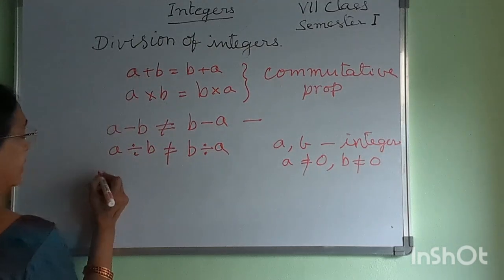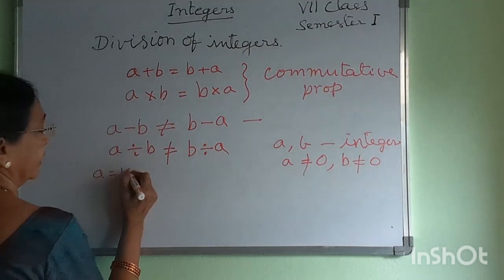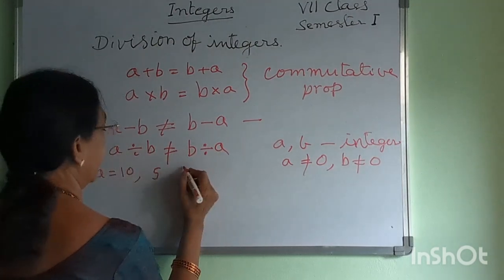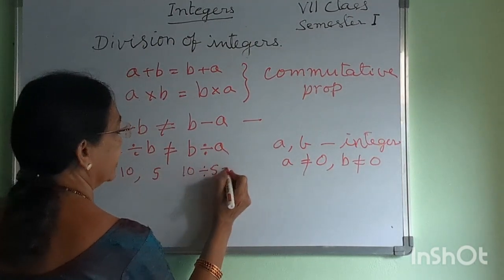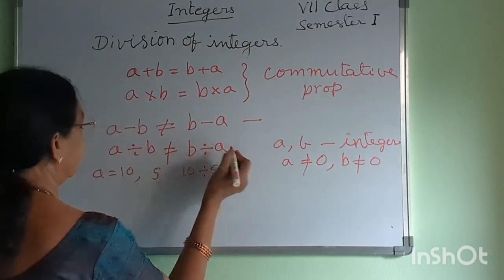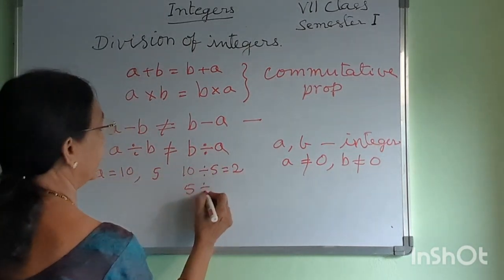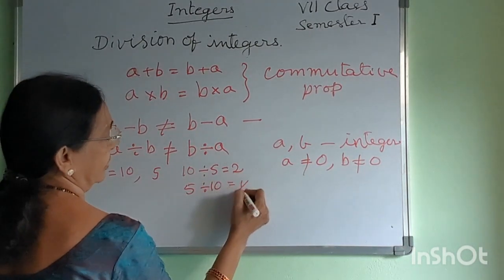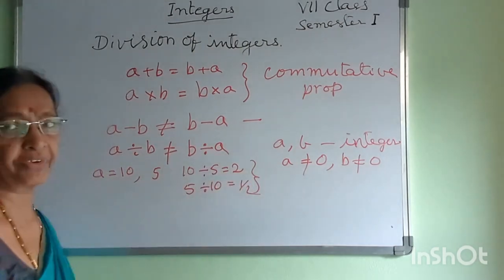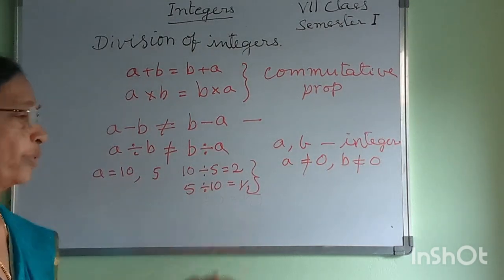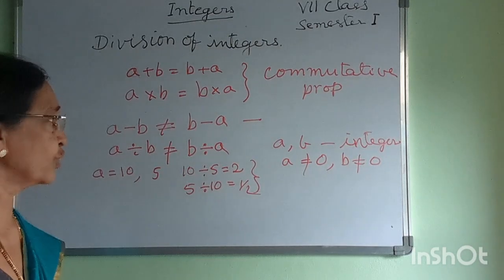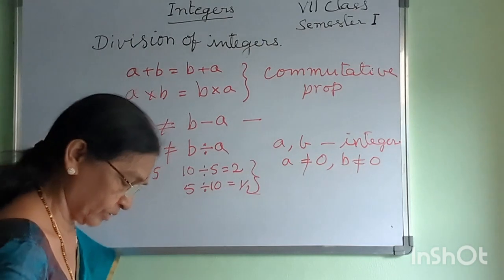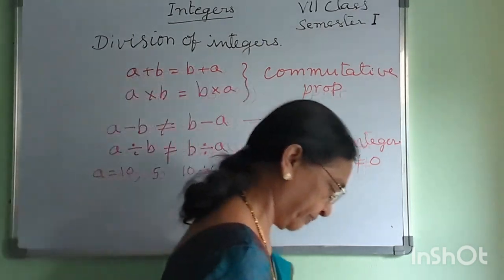For example, let us take a is equal to 10 and b is equal to 5. Then a divided by b, 10 divided by 5 is equal to 2. b divided by a, 5 divided by 10 is equal to half. So they are not equal, they are different. Therefore, the commutative property doesn't hold good for division, or division doesn't follow the commutative property.